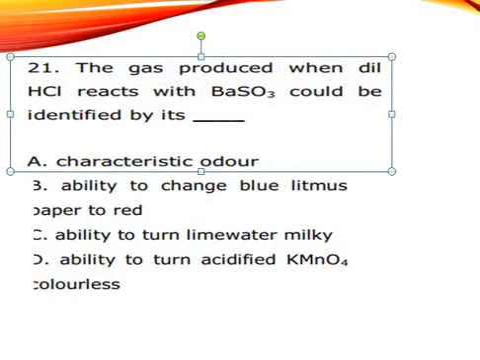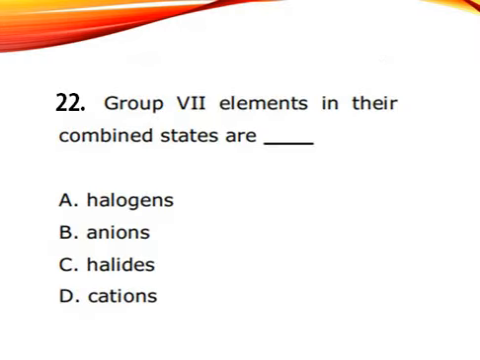Therefore, next we go to question 22, which states group 7 elements in their combined states are A, halogens, B, anions, C, halides, and D, cations. So actually group 7 elements are called halogens, but in their combined states they are called halides. So your answer is C.